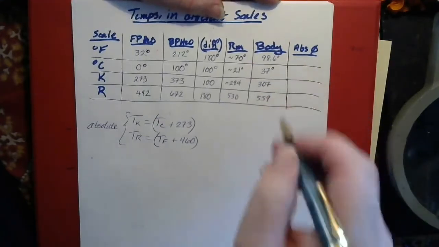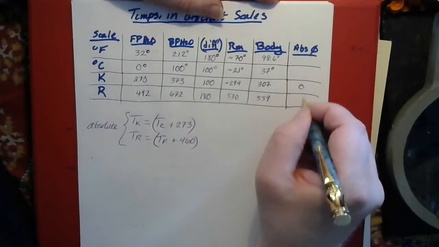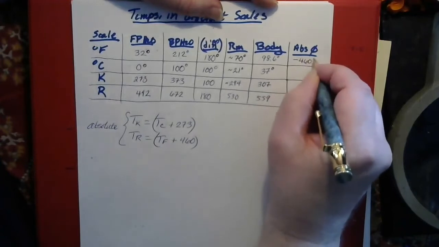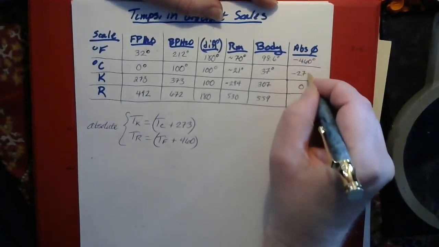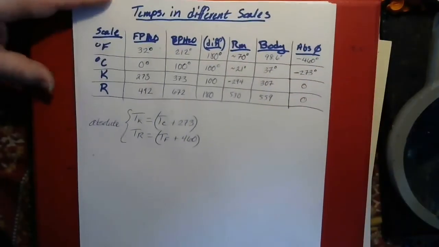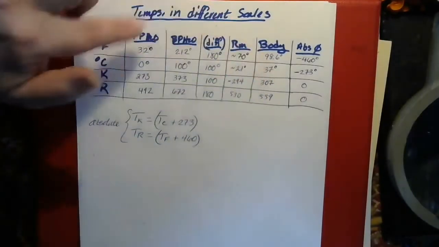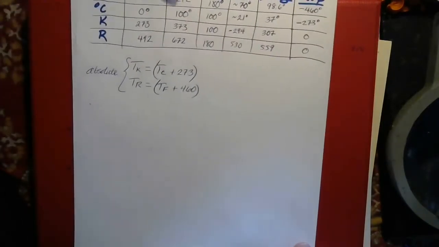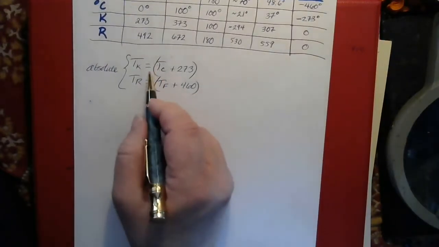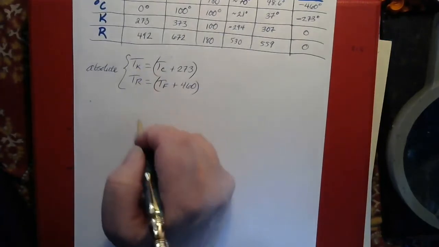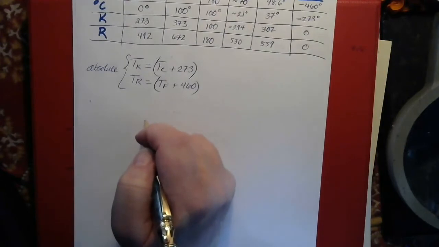And then absolute zero, of course, is 0 in Kelvin and Rankine. In Fahrenheit, it's minus 460 degrees. And in Celsius, it's minus 273. And so you don't have to know all of these different temperatures. You should be able to convert one into another, though. That's something that we might see on tests or quizzes. These are the conversions between Celsius and its corresponding absolute temperature scale, and Fahrenheit and its corresponding absolute temperature scale.